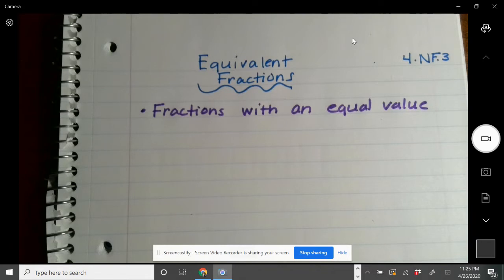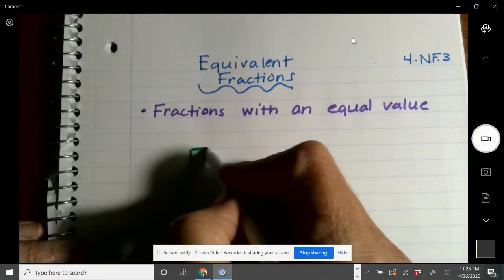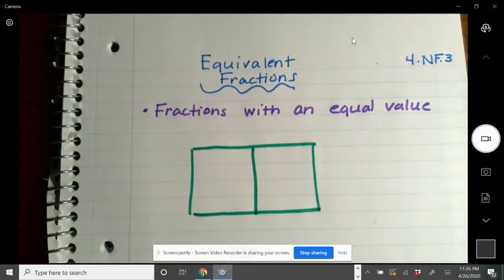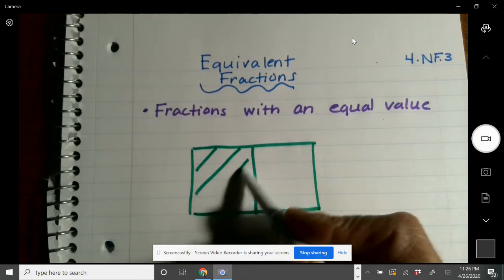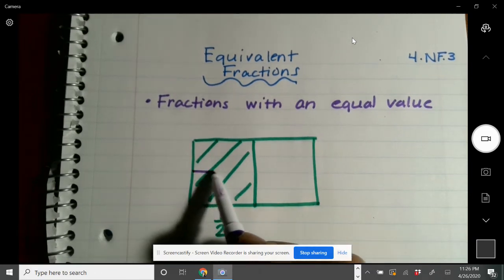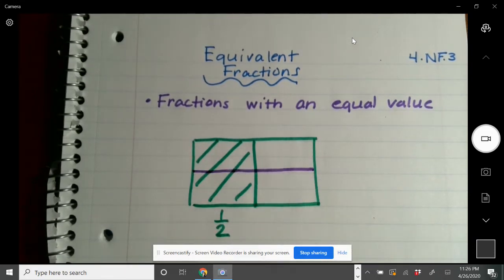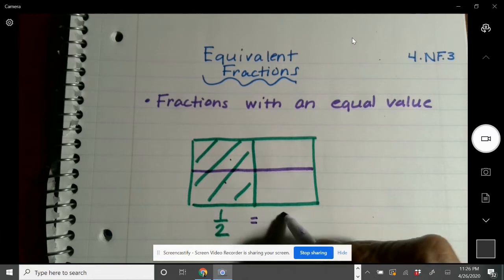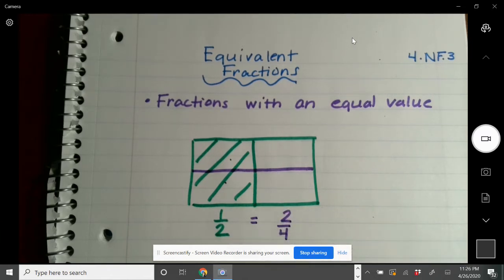If I have 1/2 and I model that with 1/2, that means one of 2 pieces are shaded in, and that represents 1/2. An easy way to find an equivalent fraction for 1/2 is to take this and just divide it in half this way. So now instead of having 1 out of 2 pieces colored in, I have 2 out of 1, 2, 3, 4 pieces colored in. So I can see that 1/2 is equivalent to 2/4.